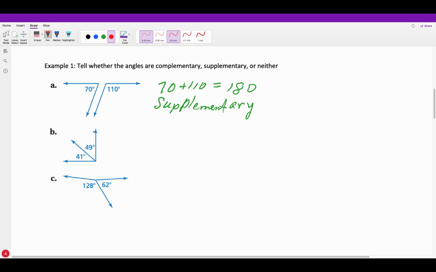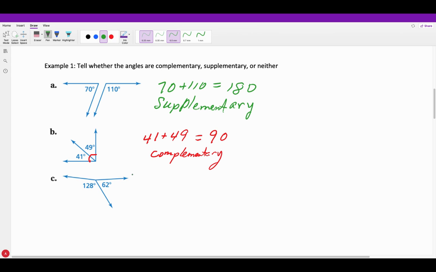For the next one, just because this looks like it's a right angle, we can't go off of appearance. You have to go off of the factual information given to you. So if I don't give you a block there, you can't say that looks like a right angle, therefore they're complementary. No, we have to actually check. So 41 plus 49, what does that actually add up to? Now, that does add up to 90, so we know that they are complementary and that they do form a right angle, but we can't just go off of the appearance. So we would then say that these are complementary.